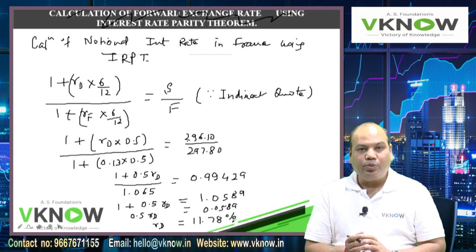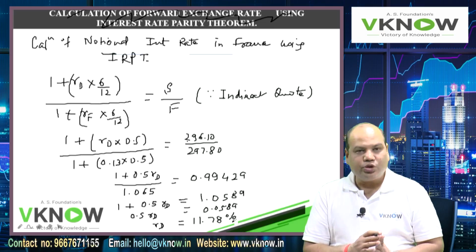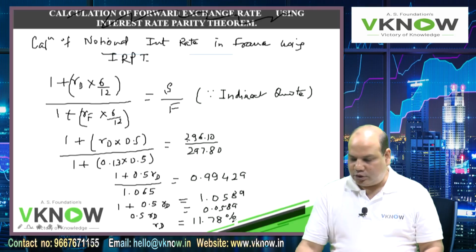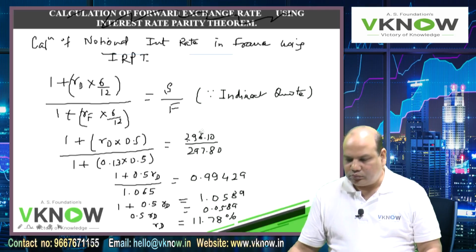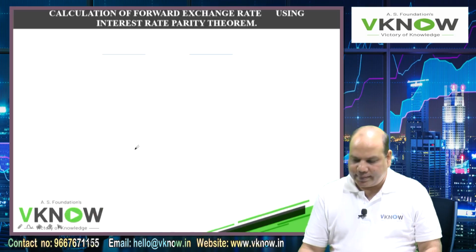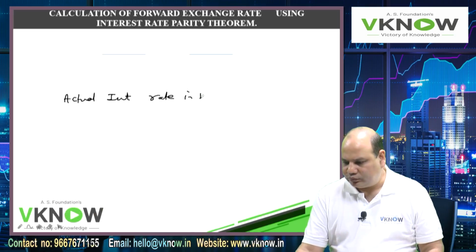So 11.78% is the notional interest rate. In bracket now write notional interest rate. Got it? Now I am going to write down the next line. Actual interest rate in France is equal to 11%.